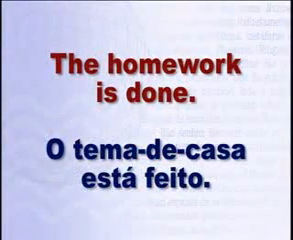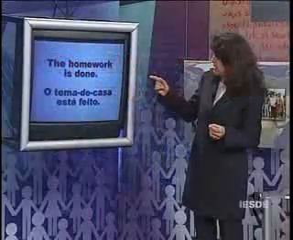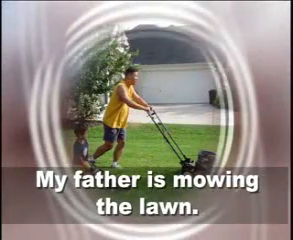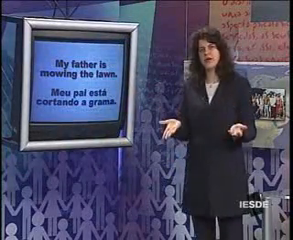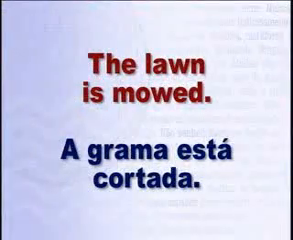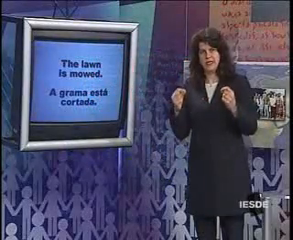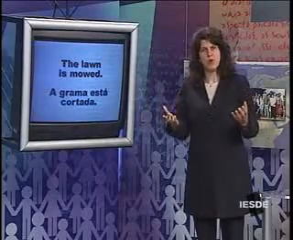Depois que eles fazem, eles podem dizer the homework is done. O tema de casa está feito. Done é o passado como de do. My father is mowing the lawn. Meu pai está cortando a grama. Quando ele tiver terminado, o que ele pode dizer? The lawn is mowed. A grama está cortada. Cortada é o passado como de cortar. Mowed é o passado como de mow, que é cortar a grama.